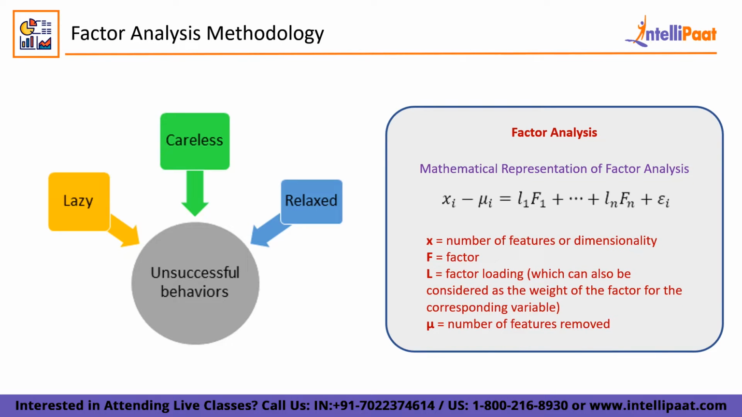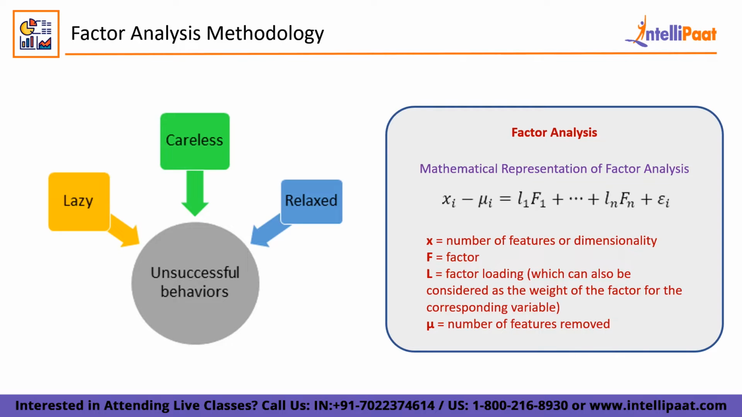Mathematically, common variance is represented as X minus mu is equal to L f plus epsilon. X is the number of features or dimensionality and f is the factor. And L is the factor loading, which can also be considered as the weight of the factor for the corresponding variable. The number of factors is equal to the number of features you have in your dataset, and we are going to remove mu features or variables out of those X total features. I hope this equation makes sense.